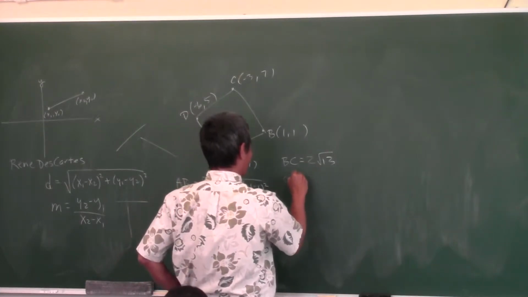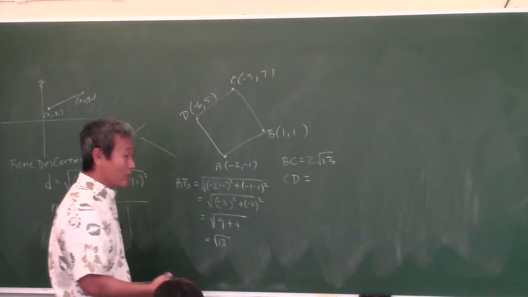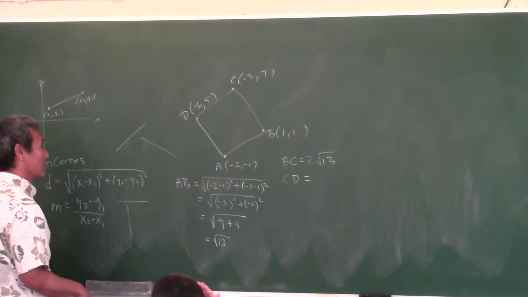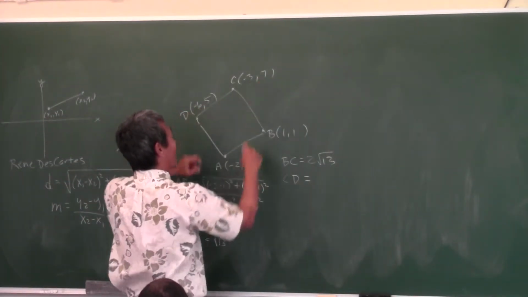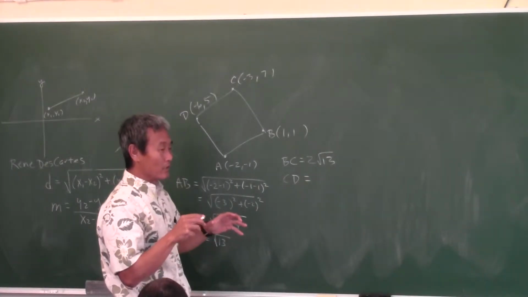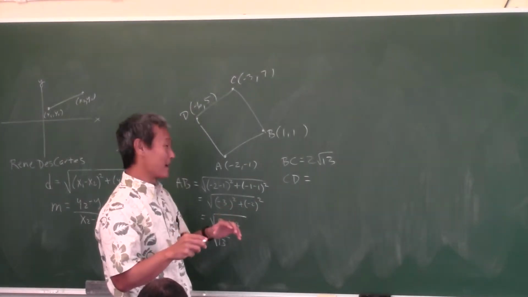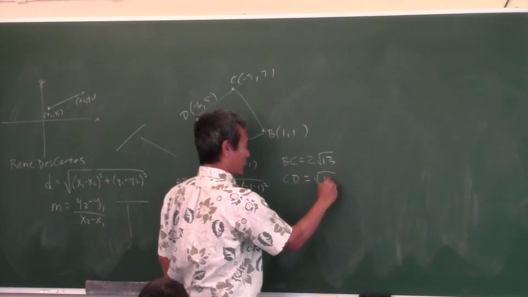Okay, what about CD? You just gotta practice. When you do your homework tonight, practice doing arithmetic. What's the difference of the x's? 3. What's the difference of the y's? 2. Square each one. 9 and 4. Add them together. Root 13.